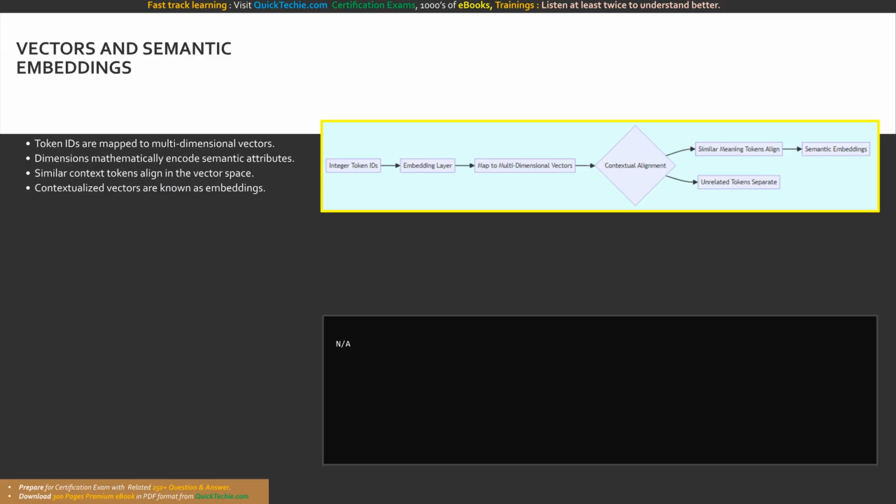When these vectors are fully contextualized based on their surrounding tokens, we refer to them officially as embeddings. Embeddings are the absolute secret sauce of semantic understanding in artificial intelligence. They effectively transform discrete, mathematically unrelated integer IDs into a deeply mapped representation of human language.